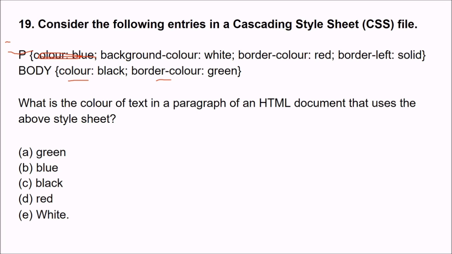The answer is simply color is equal to blue. The answer is B. All these are background colors, border colors, etc. And the question has been asked for what would be the color of the paragraph. So that will be blue.